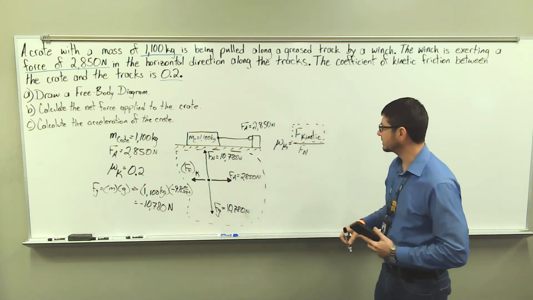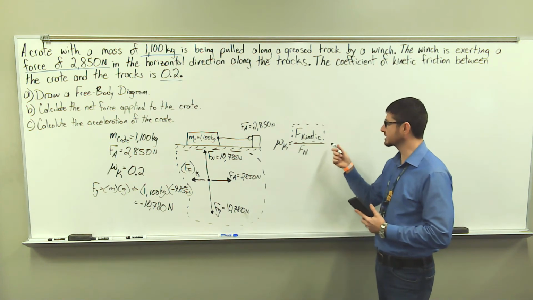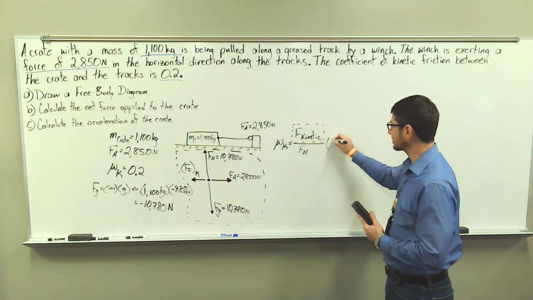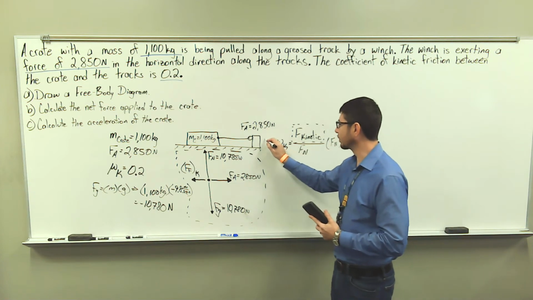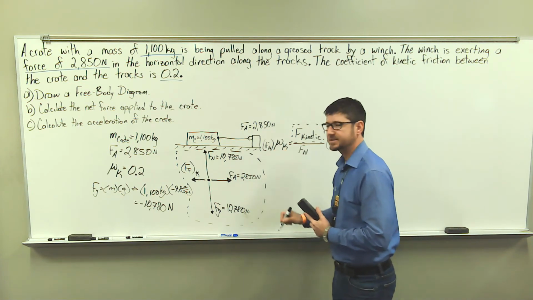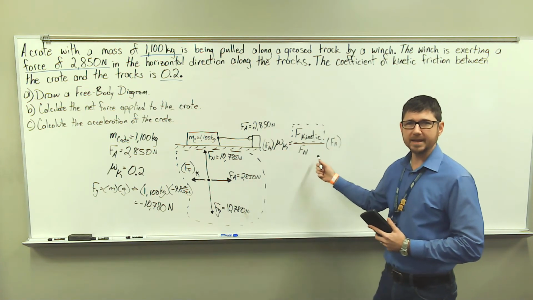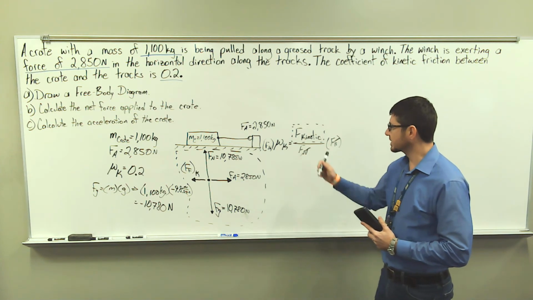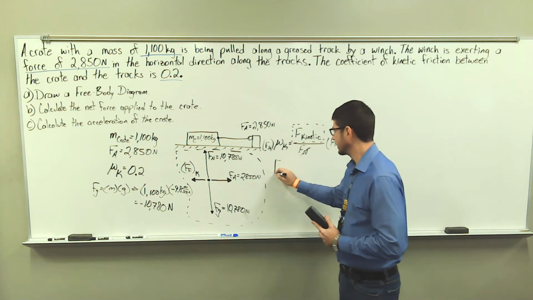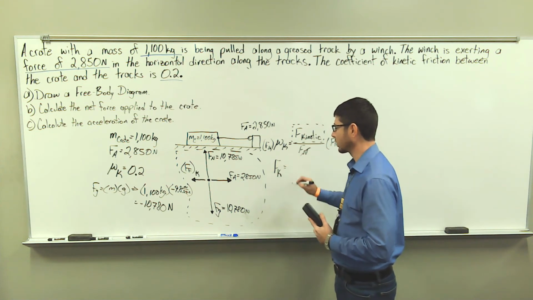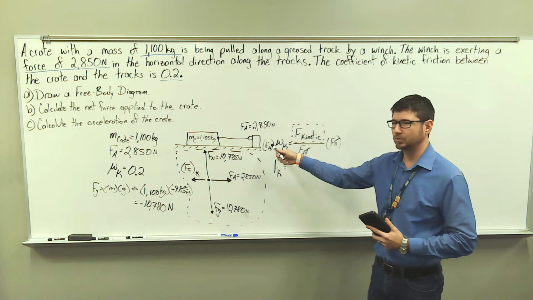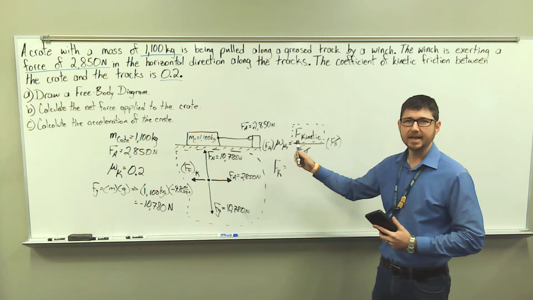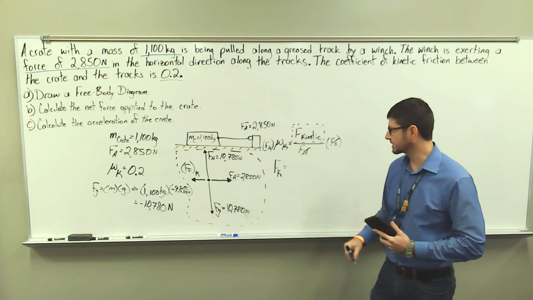So what I'm going to do is isolate the force of kinetic friction by multiplying the normal force on both sides of the equal sign. On the right-hand side of the equal sign, the normal force will cancel. So this is going to give me the kinetic friction force is equal to the product of the normal force applied to the object and the coefficient of kinetic friction.